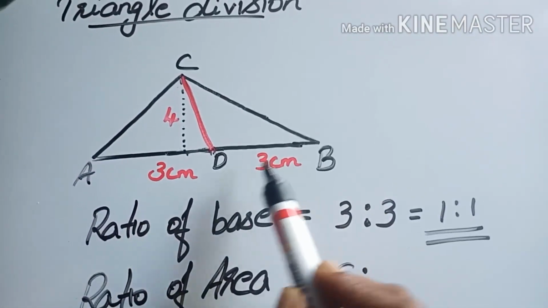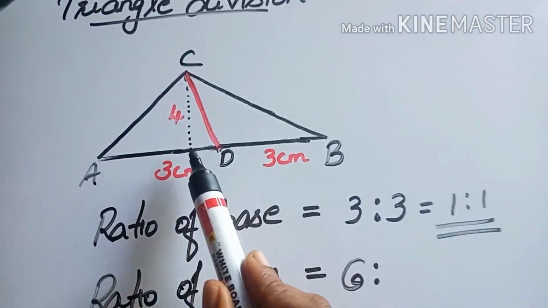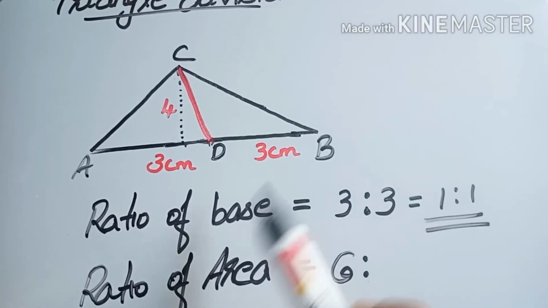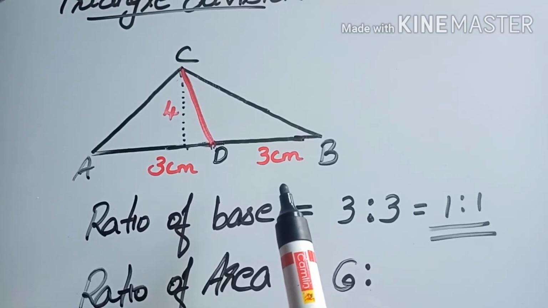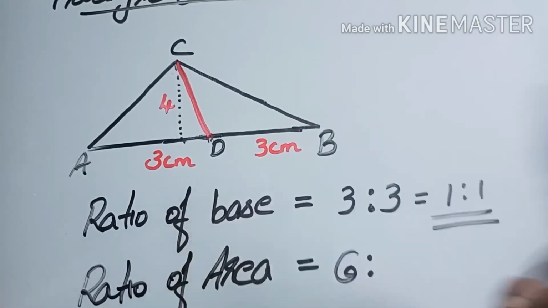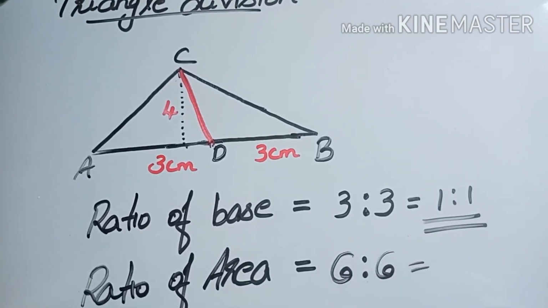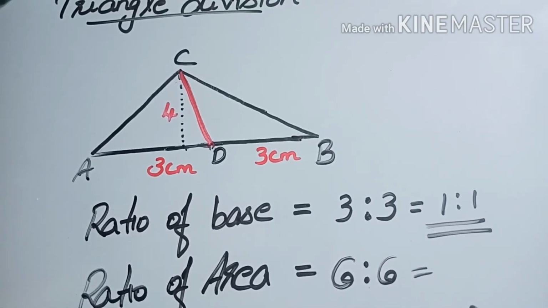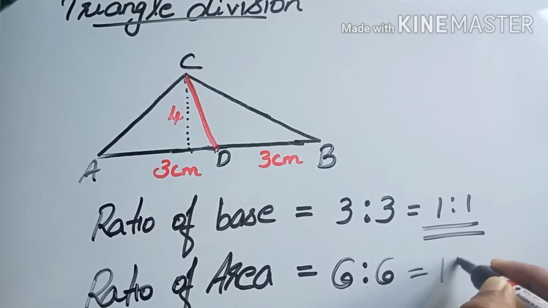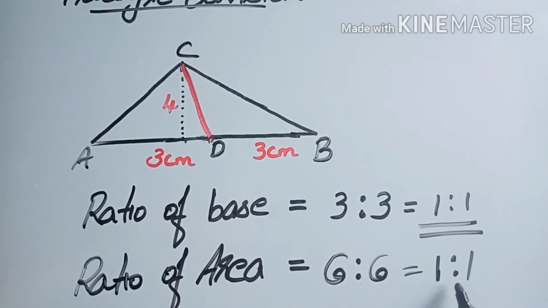Now for the second triangle, base is the same 3 centimeter, height also the same 4 centimeter. So here also the area will be 4 3s are 12, 12 by 2 is 6 centimeter. The same 6 centimeter we will get because 4 and 3 are the same. So 6 is to 6 again. This also we can simplify because 6 is a common number here. So 6 is to 6 means it is 1 is to 1. So we got the same ratio here.